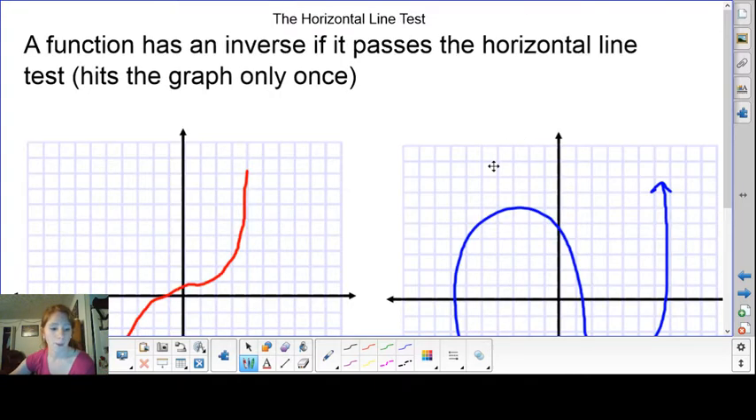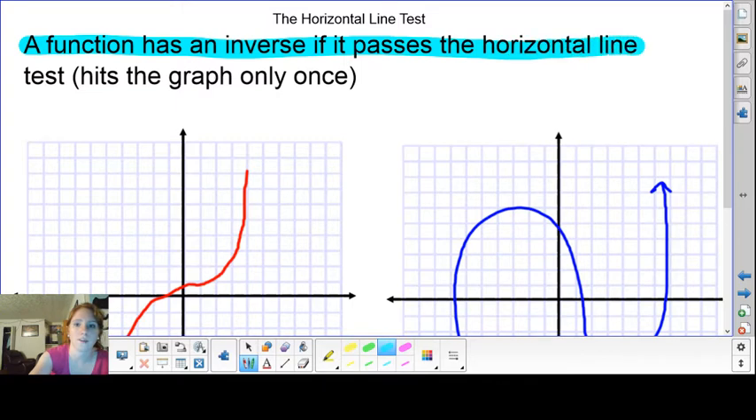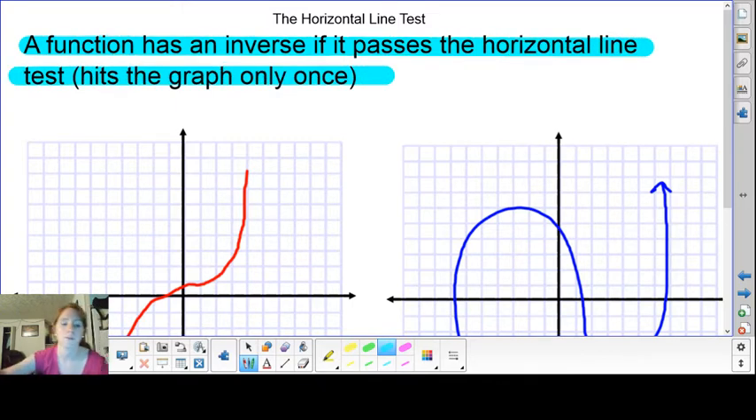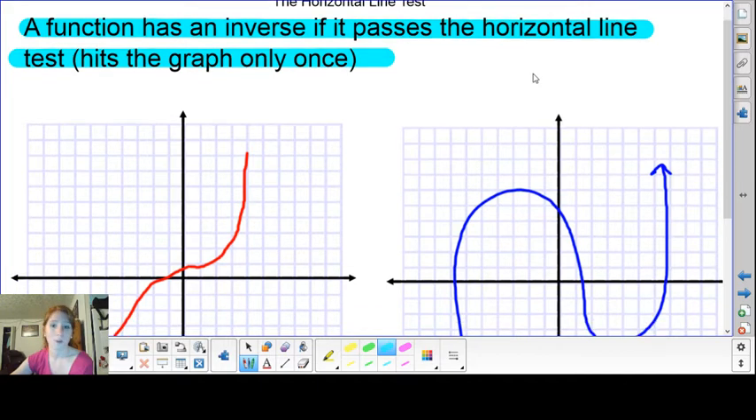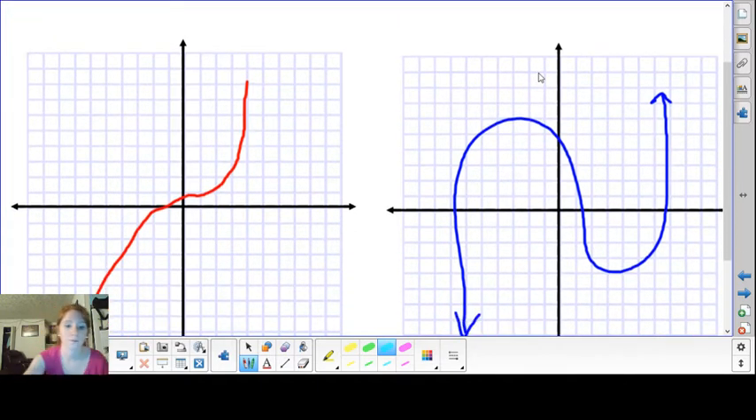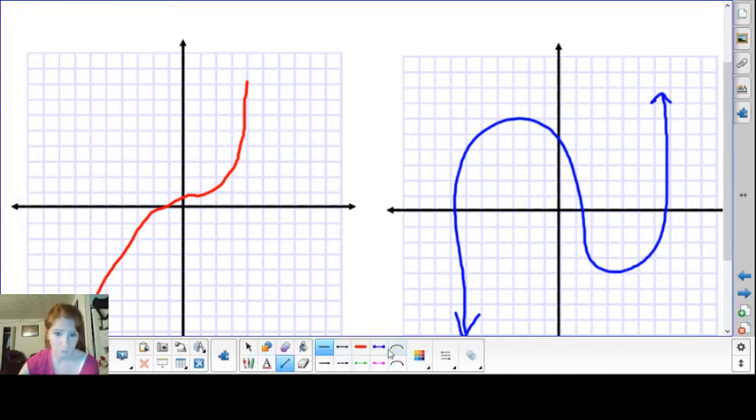Okay, next we have the horizontal line test. I went ahead and wrote this here at the top, so I wanted to talk about it. A function has an inverse if it passes the horizontal line test, meaning that it hits the graph only once. Horizontal means left to right. So looking at this guy, let's use neon green. I'm actually going to do this with the lines because I can't draw straight lines very well.